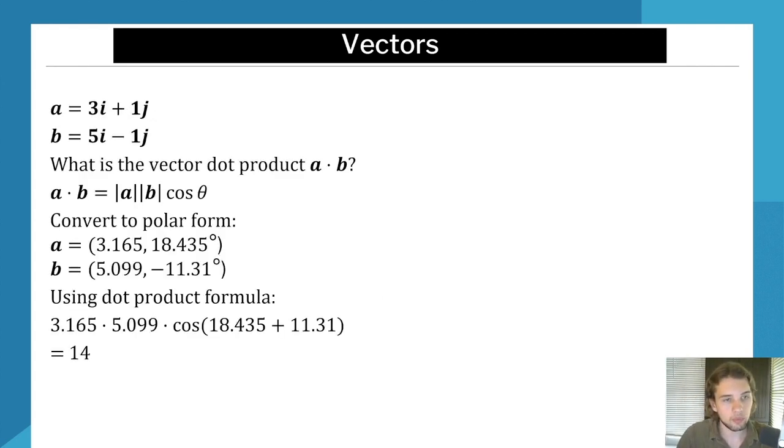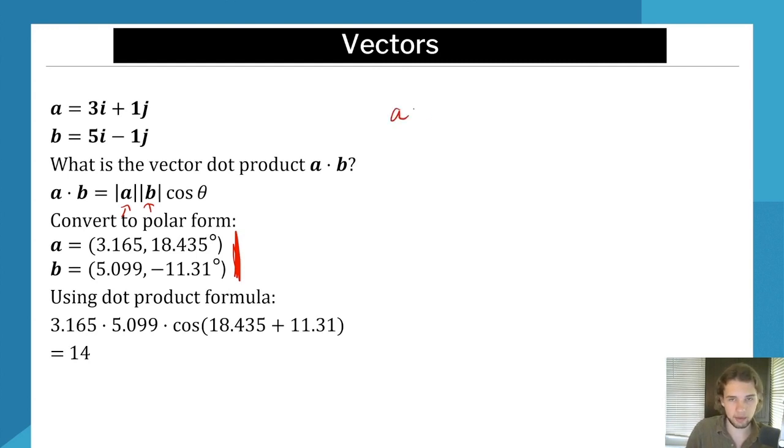So let's look at finding the dot product between these two vectors. What is the dot product of A dot B? We're going to do this in polar form, because we want the magnitude of each and then the angle between them. So that means we need their polar form, and we have it here, already figured out.